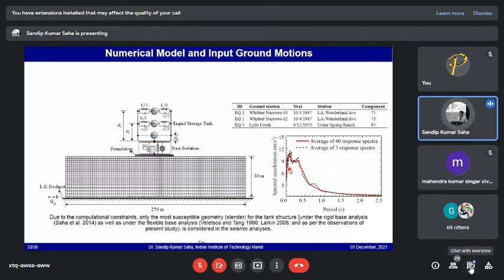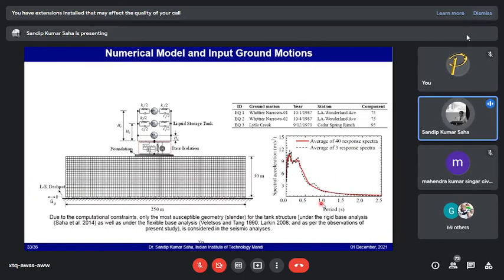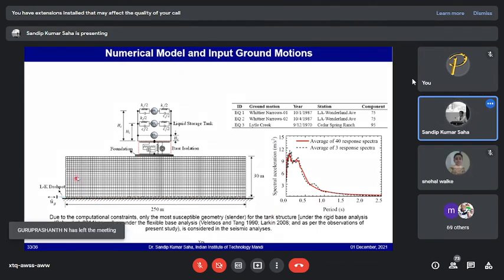So instead of 40 earthquake excitations, we narrowed down to three earthquake excitations which are closely matching the average of that large suite of ground motions, because running the simulations for this kind of direct approach with 40 earthquake excitations is quite cumbersome. So we reduced that to three excitations, and we performed the analysis with these three excitations as mentioned. The details are mentioned here.